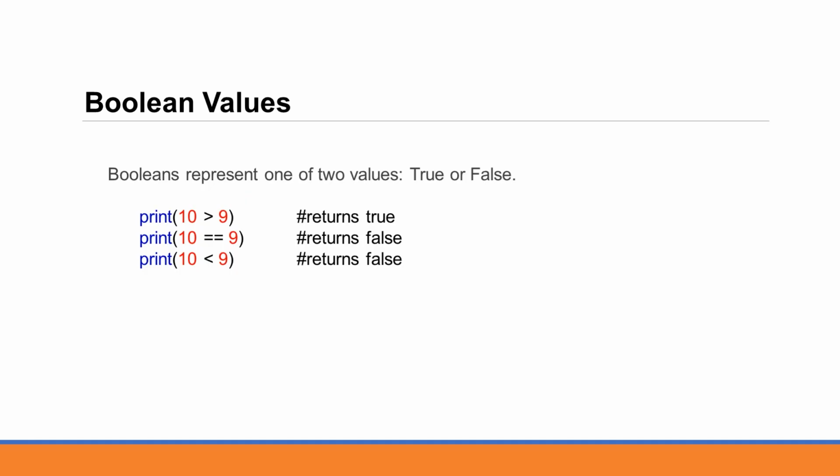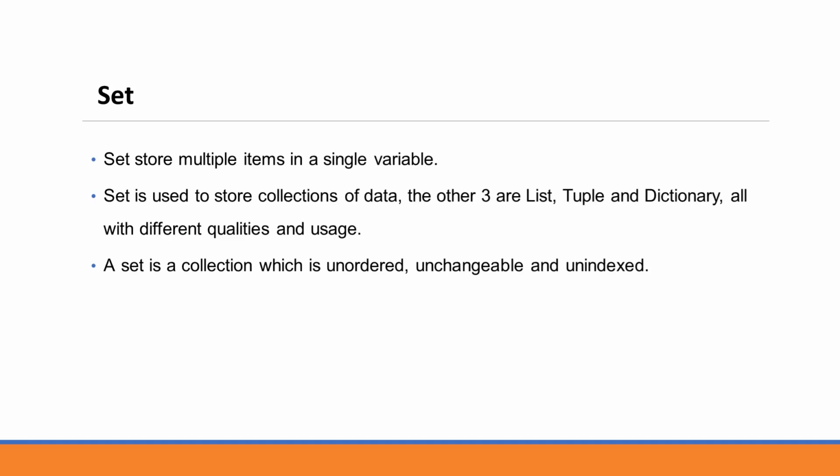Then we also have one more type called the Boolean value, where true or false values are stored, and we have set in Python. A set is also a group of elements that can be stored together, but the difference is that a set is unordered, where the position of the data items keeps on changing, so we cannot use indexing.